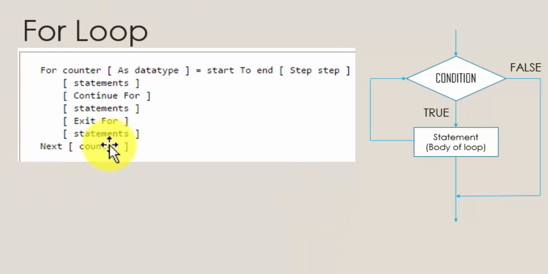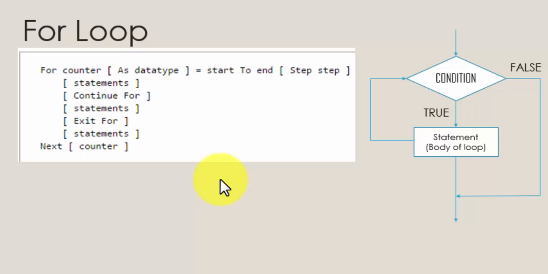Now as far as the syntax of the for loop is concerned, it's slightly different. Since it's a count controlled loop, we have a counter, and the counter has a starting point and an ending point. So let's say I have a counter that needs to run from 1 through 10. It is going to automatically run 1 through 10 and will automatically increment itself by 1.